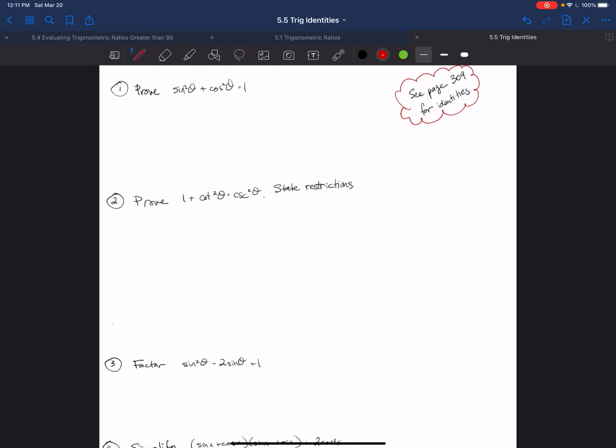Okay, so we're doing 5.5, which is Trig Identities. Trig identities are something that kids either love or they hate. I like them. They're like puzzles. It's like trying to solve a puzzle, but the problem is they're all different. They're all completely unique, and there's no way I can just say follow steps 1 through 3 and you get the right answer each time. They're always different.